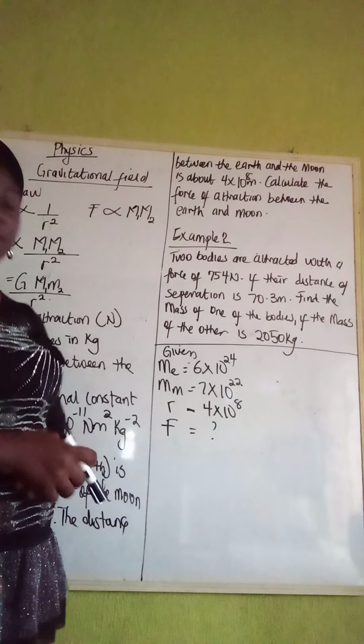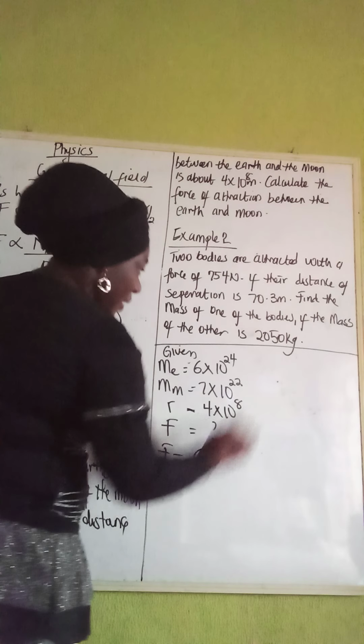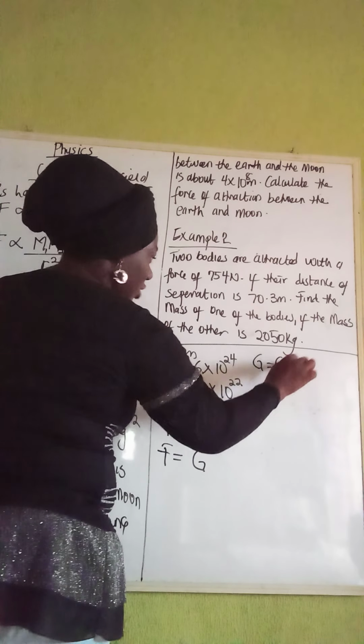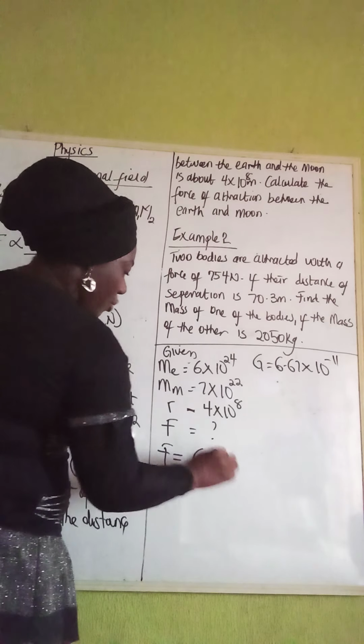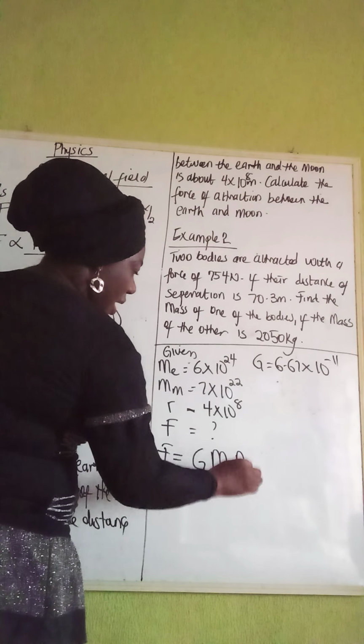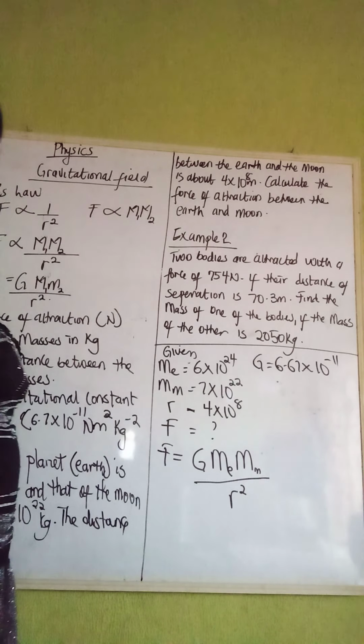Did you get that? So, from our formula, F equals to what? The gravitational constant. Let me write it here. 6.67 times 10 raised to the power minus 11. So we have M1, which is the mass of the Earth, M2, which is the mass of the moon, over the distance between them. Did you get that illustration?